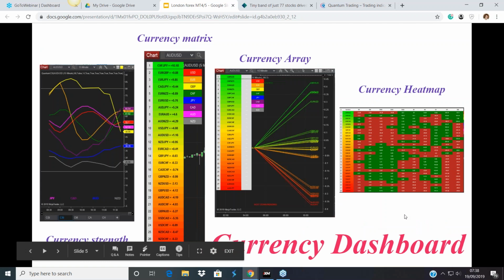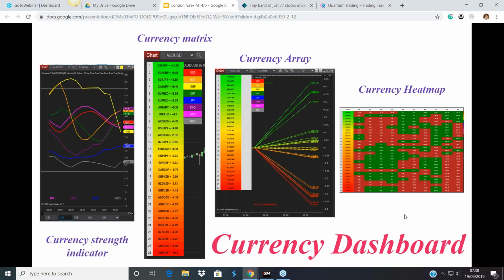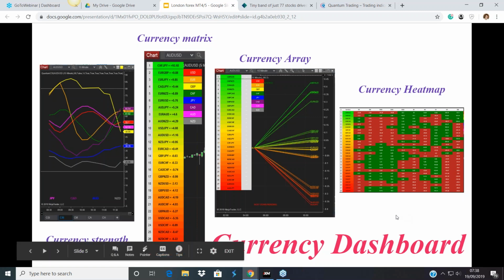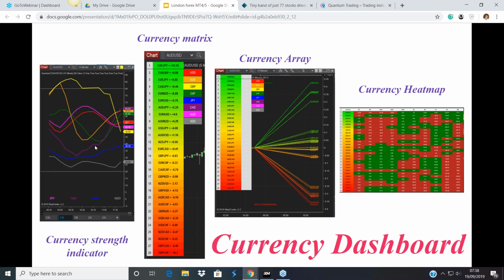Now, the proprietary software that we've developed, we have 4 specific indicators for forex. Here they are. They're part of what we call the currency dashboard. You'll see them in action as we go along. You can buy them as a dashboard, or you can buy them individually. We always start with the currency strength indicator. This is the individual performance of the currencies. What have they been doing in any time frame?